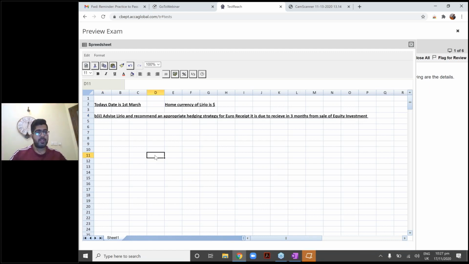So we are doing requirement B2. We need to advise Lirio and recommend an appropriate hedging strategy for euro receipt. You have already discussed that they are receiving euro 20 million in 3 months from sale of equity investment. Today's date is 1st March. Home currency is dollars. Now, if you have any questions up till now relating to the question, you can ask.